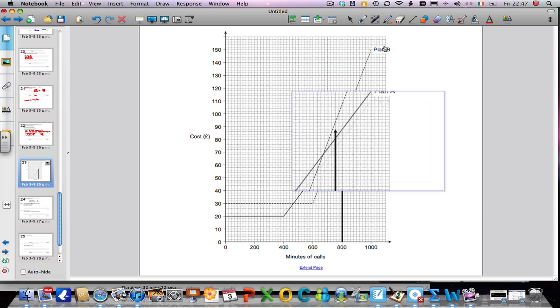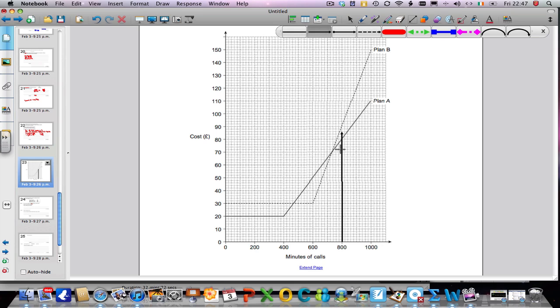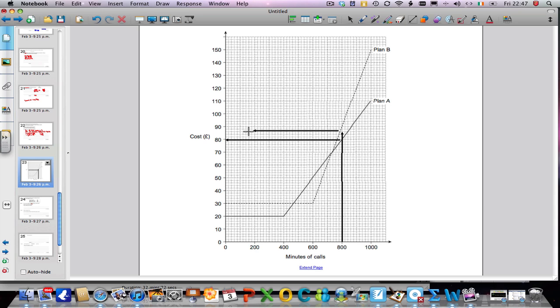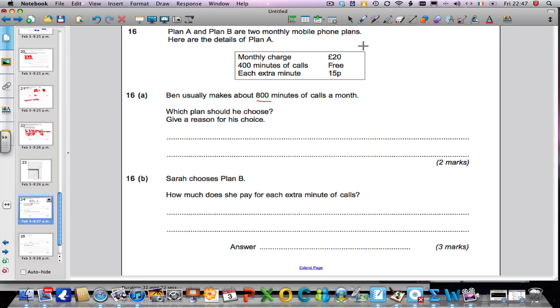Now that's really important. It means for the 800 minutes that he usually makes, he's going to get charged roughly around £80. Whereas if he chose plan B, he's going to pay more than £80. So therefore we can say he should choose plan A simply because it's cheaper. So choose plan A because it's cheaper.